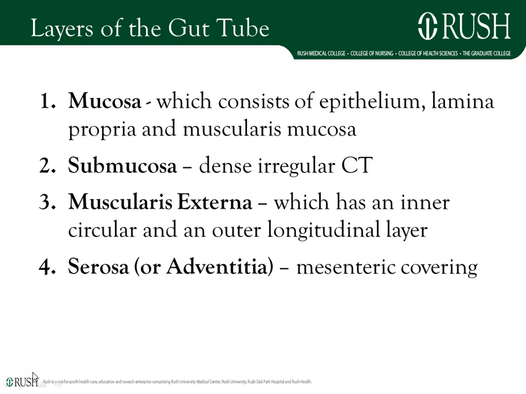The gut tube is comprised of four layers, as I just mentioned. The mucosa, which is the epithelium, lamina propria, and muscularis mucosa; an underlying submucosa of dense irregular connective tissue; a muscularis externa, generally 2 layers, but in some regions 3; and an outer connective tissue covering, which is either a serosa or an adventitia.